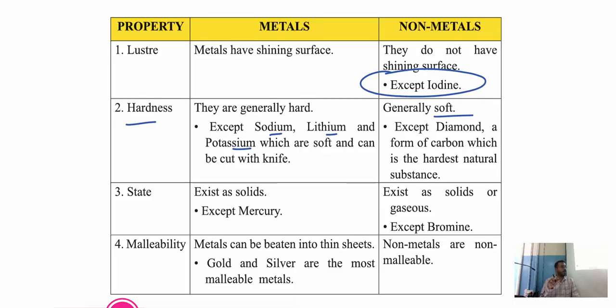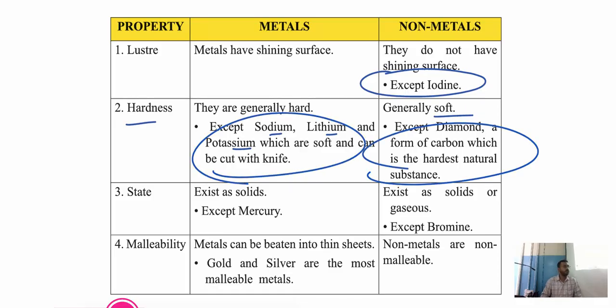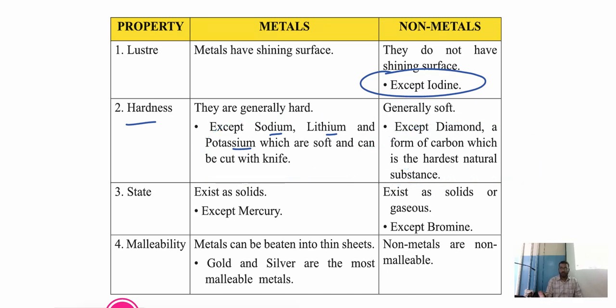Potassium, sodium, lithium are metals, but they behave like non-metals. So this is the hidden property. Actually, they are something, but they behave like some other thing. It's something like that. Follow the concept?